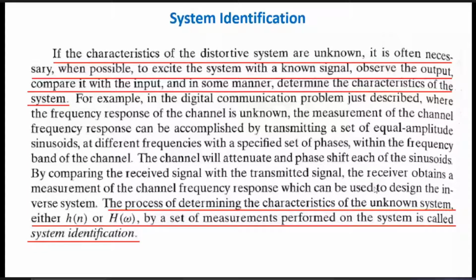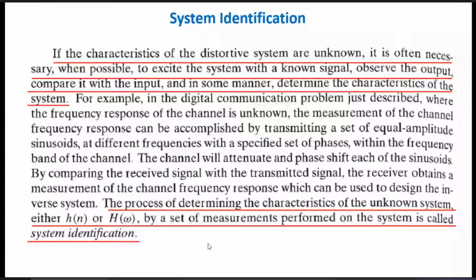The process of determining the characteristics of the unknown system, either h of n or H of omega, is what we call system identification. h of n is the time domain, H of omega is the frequency domain. By a set of measurements performed on the system, it is called system identification. Okay, system identification is what? The process of determining the characteristics of the unknown system by a set of measurements.